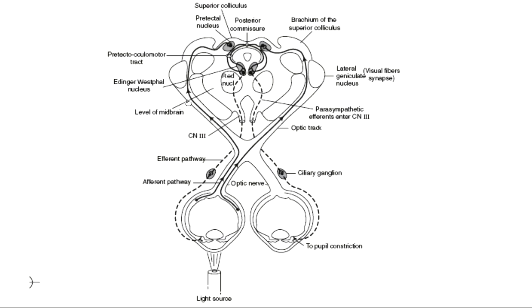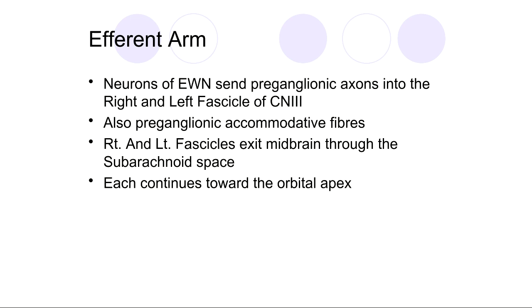Now these fibers are going to travel to the pretectal nucleus at the level of the superior colliculus. And from here, these fibers are going to cross again, and some fibers are going to go to each Edinger-Westphal nucleus, which we're going to discuss now. The neurons of the Edinger-Westphal nucleus are going to send preganglionic axons to the right and left fascicle of the third cranial nerve. They also send preganglionic accommodative fibers.